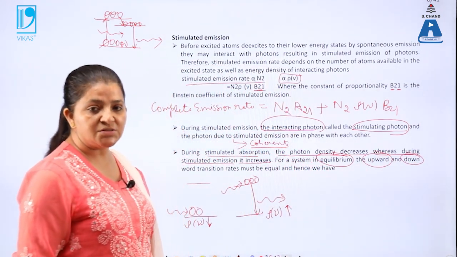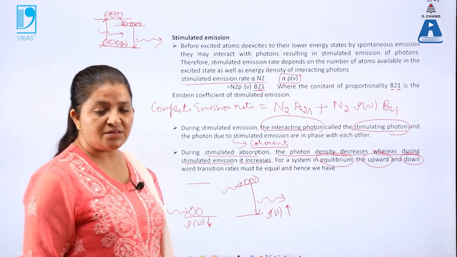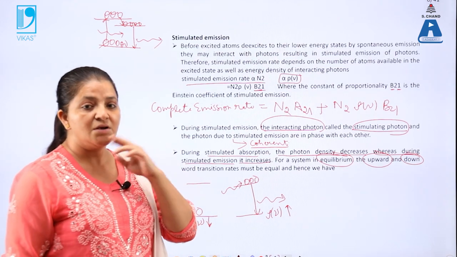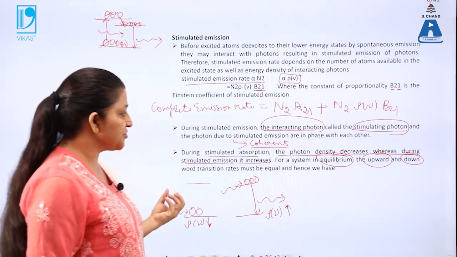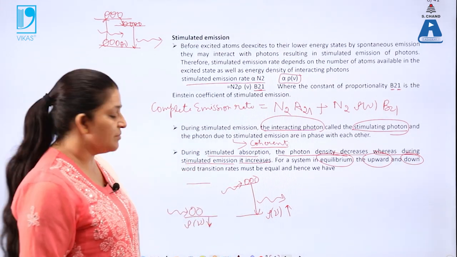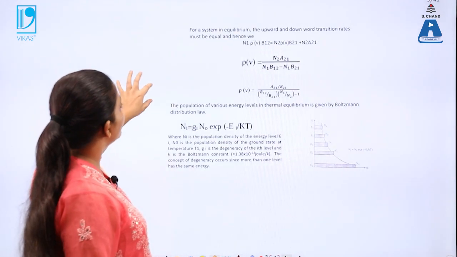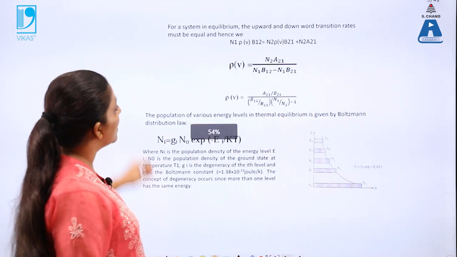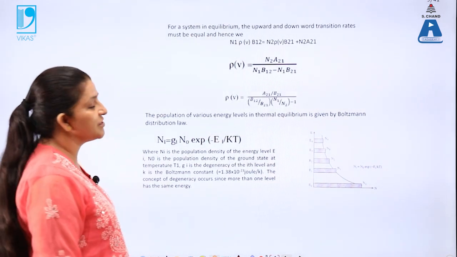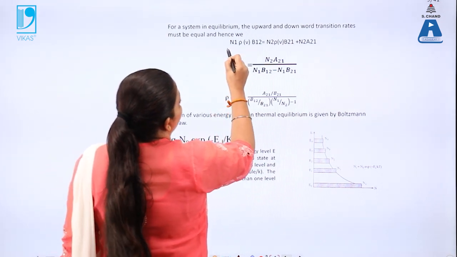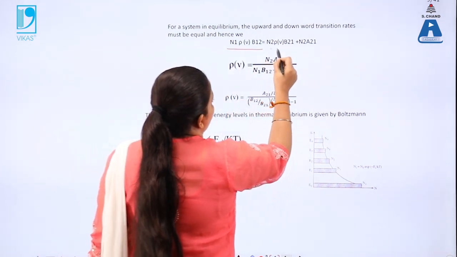Upward transition means the stimulated absorption rate, that must be equal to the downward transition. Downward transition means emission rate. So the absorption rate must be equal to the emission rate. Now equating these two, we will get: for the system in equilibrium, the upward and the downward transition rates must be equal to each other. So this is the absorption rate, and this must be equal to the emission rate.